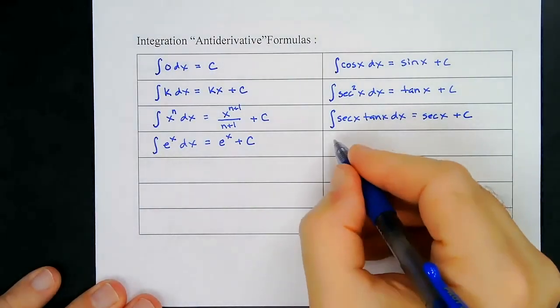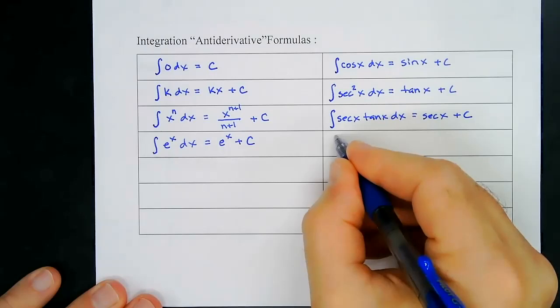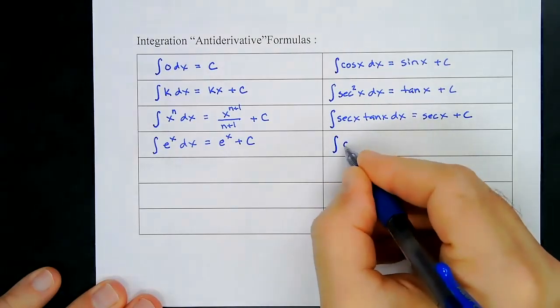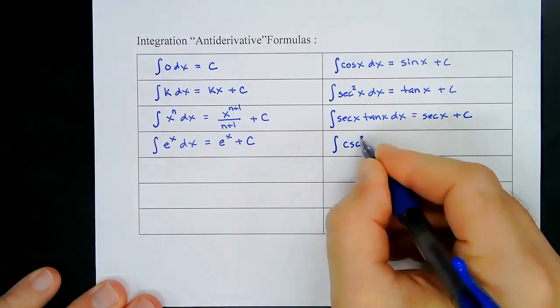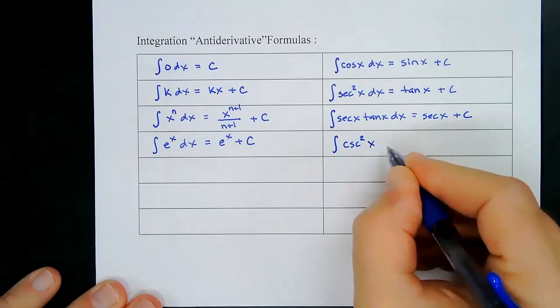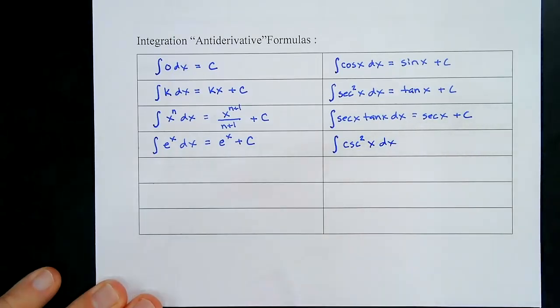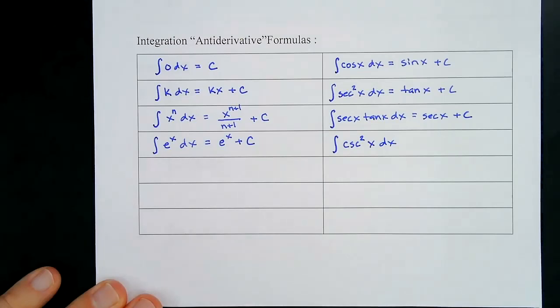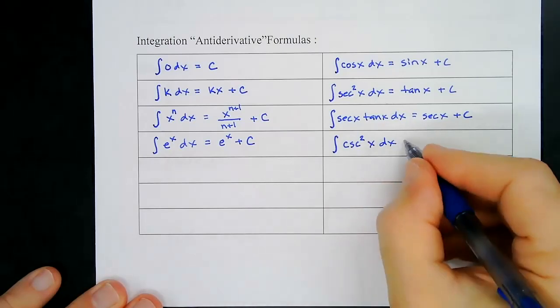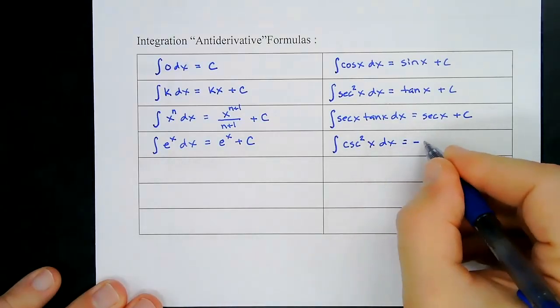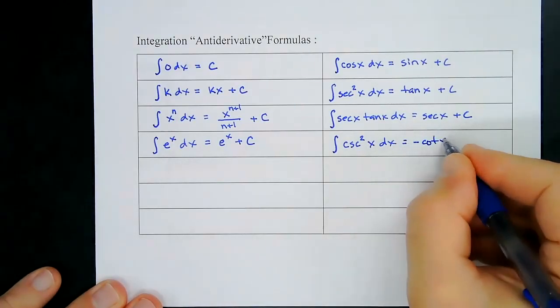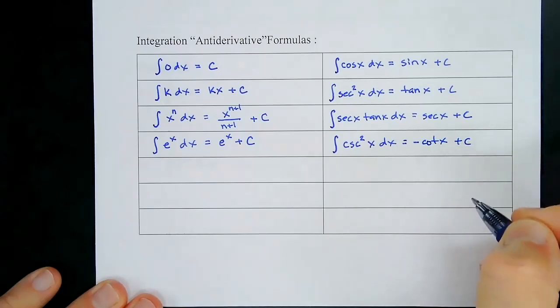So now what if I have the integral of cosecant squared x dx? Well, I know if I take the derivative of cotangent x, I'm going to get negative cosecant squared x. That means this would have to have come from negative cotangent x plus some constant c.